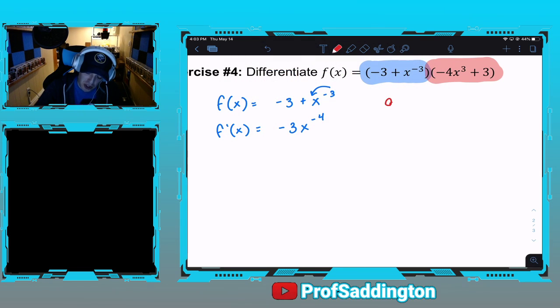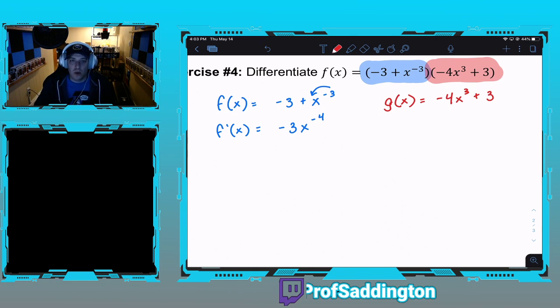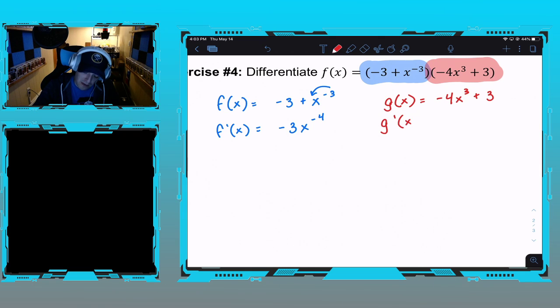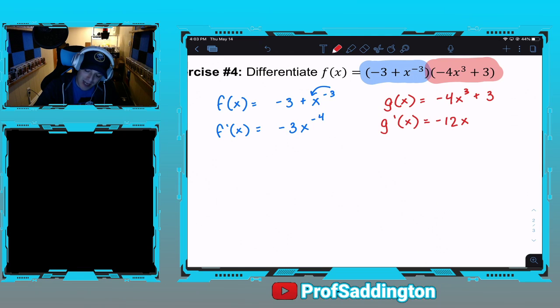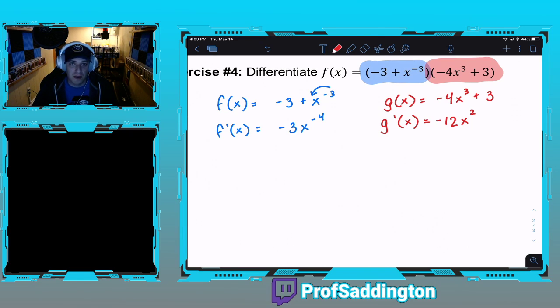And now I'm going to do g of x. So I have negative 4x cubed plus 3. Once again, I'm going to do the derivative. I can multiply the 3 by the negative 4, which would give me negative 12x. And this time we are subtracting 1, so 3 minus 1 gives us 2. Again, that positive 3 has an x to the 0 power, so it disappears.